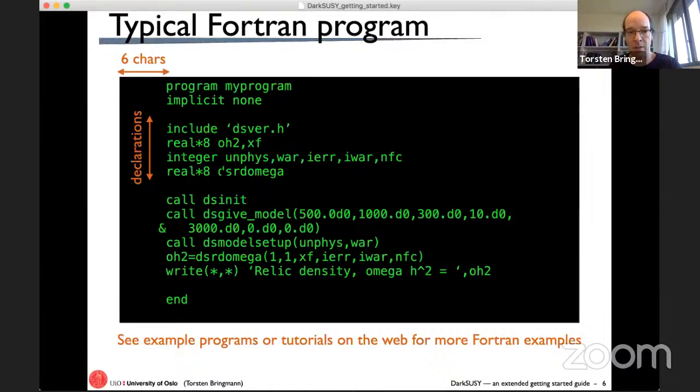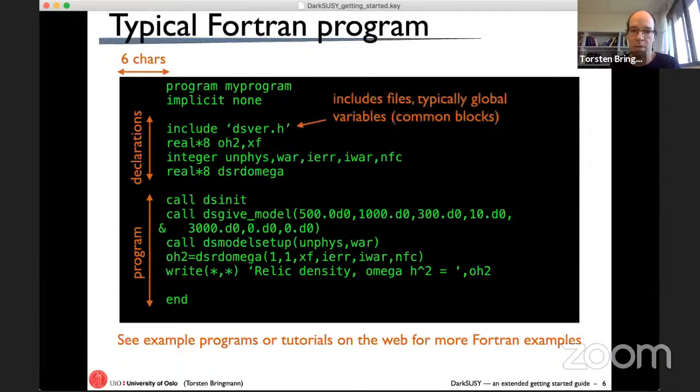Yeah, you have to tell the code what type of variables you have, and then you have the actual program. As we will see in more detail, you will typically always want to start with a call to ds-init that initializes DarkSUSY. Then you can do various calculations and write out your result.